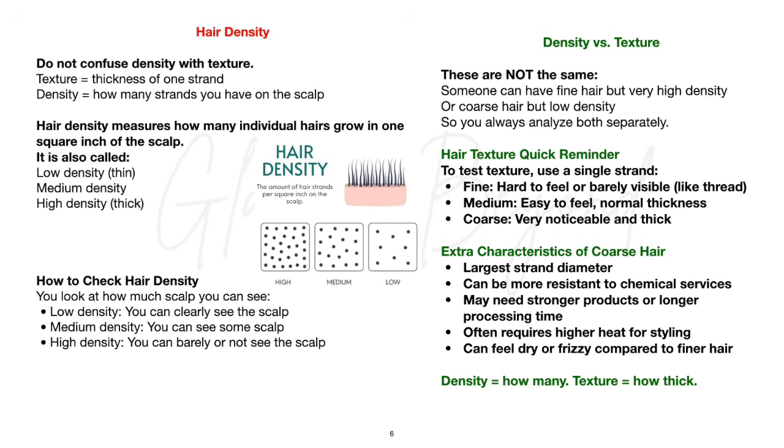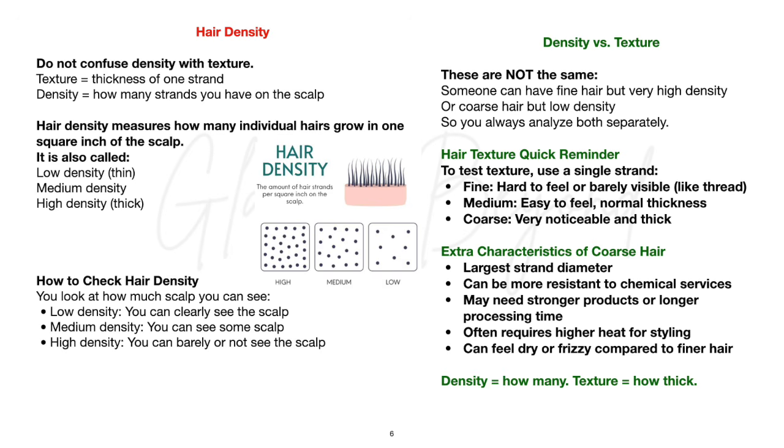Let's go over hair density. Do not confuse density with texture. Texture, like we mentioned earlier, is thickness of one strand. Density is how many strands you have on the scalp. Hair density measures how many individual hairs grow in 1 square inch of the scalp. It is also called low density, meaning thin, medium density, and high density.